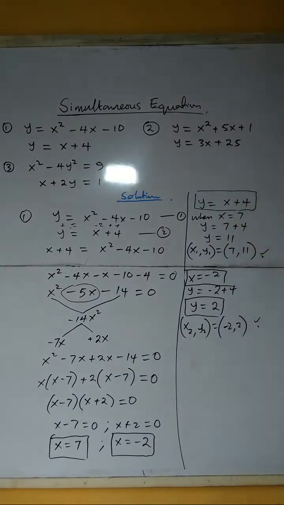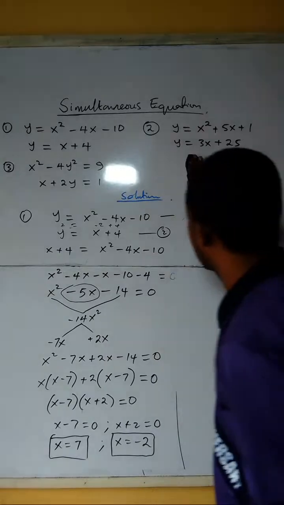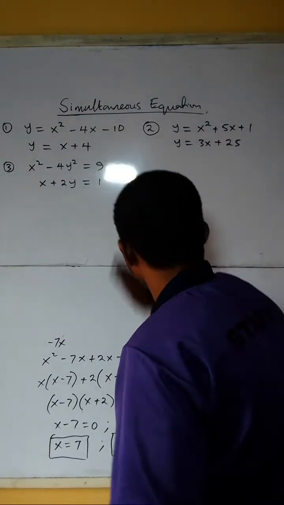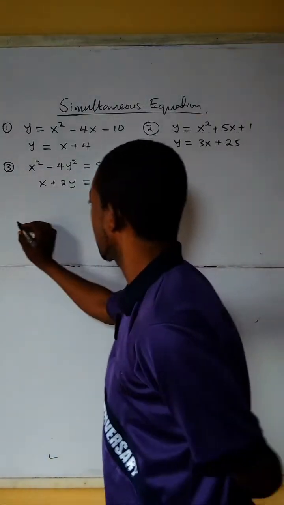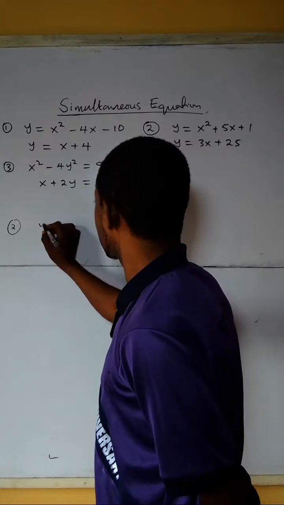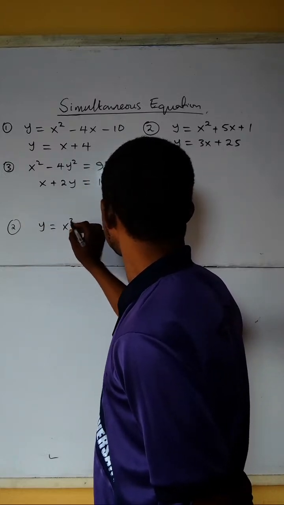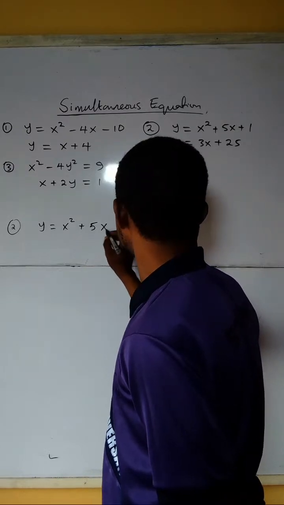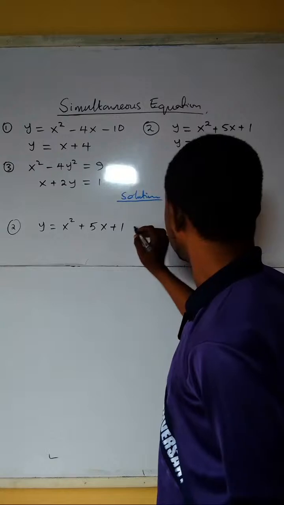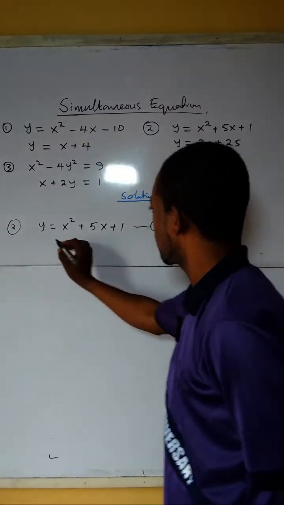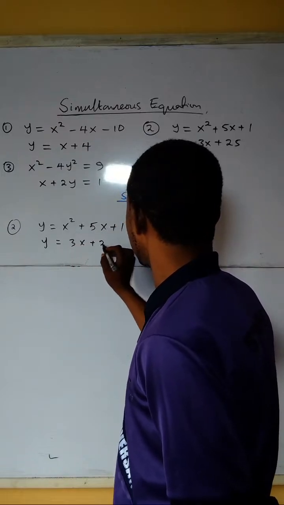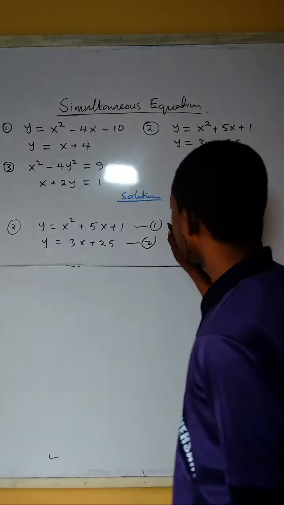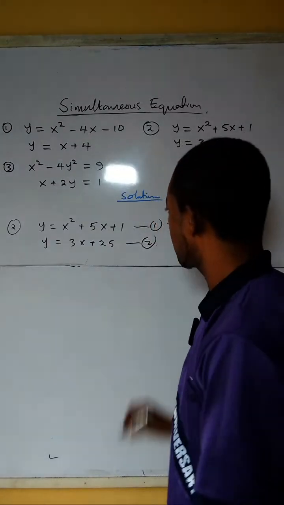Then the second question, which is number 2. From here as well, we have y equals x squared plus 5x plus 1. We can call this equation 1. And we have y equals 3x plus 25. Call this equation 2. Equation 1 here is quadratic, while equation 2 here is linear.